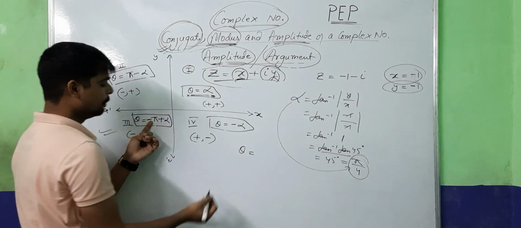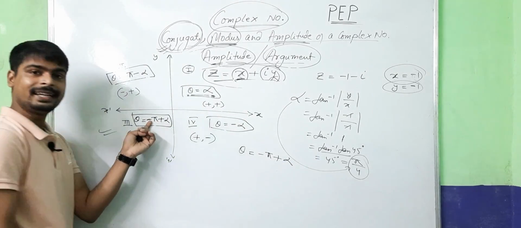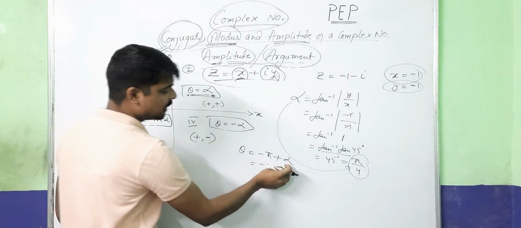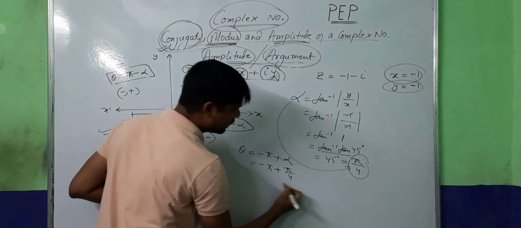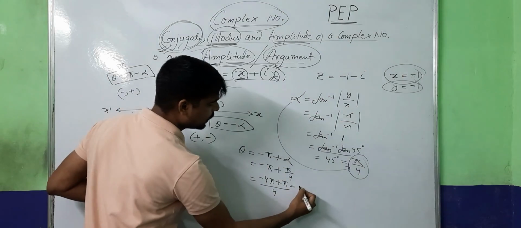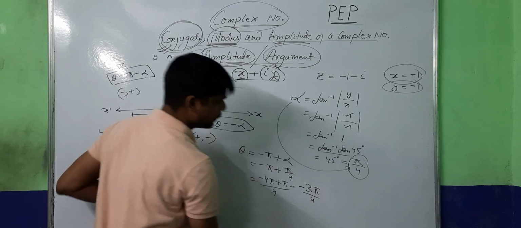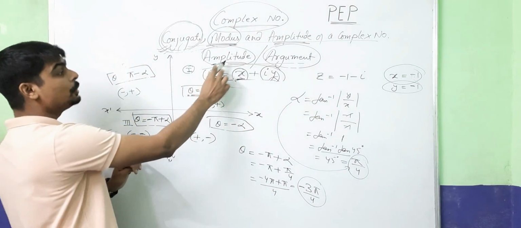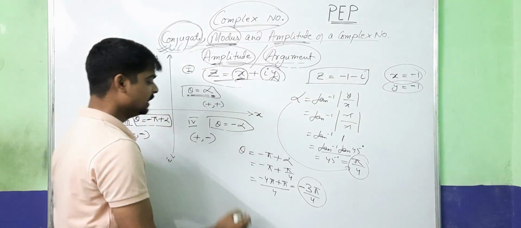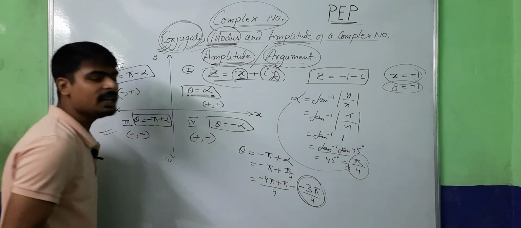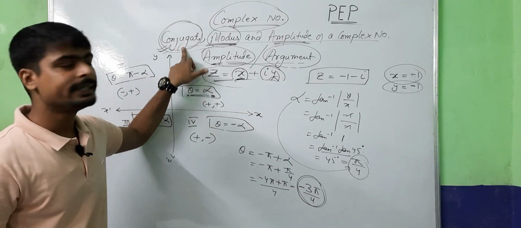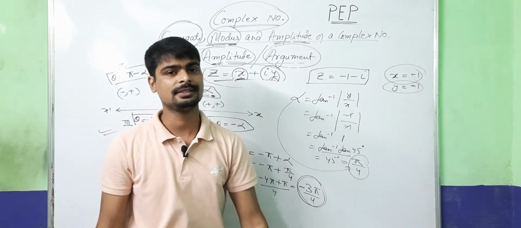Theta is equal to minus pi plus alpha. Now, minus pi will be copied. And the value of alpha is pi by 4. You take the LCM, minus 4 pi plus pi by 4. You will get minus 3 pi by 4. So the amplitude or argument of the complex number Z is equal to minus 1 minus i is minus 3 pi by 4. I hope your concept regarding conjugate, modulus and amplitude of a complex number is cleared. Thank you.